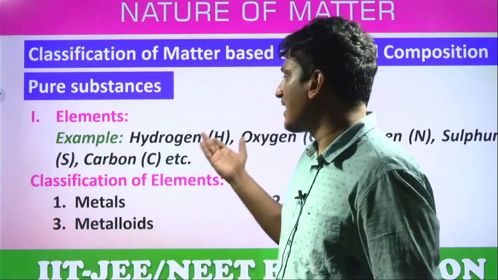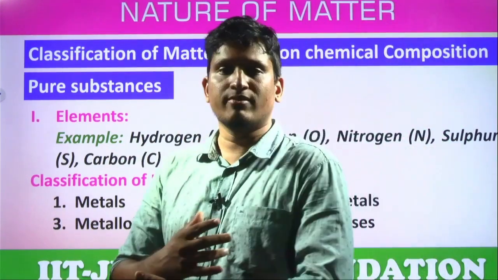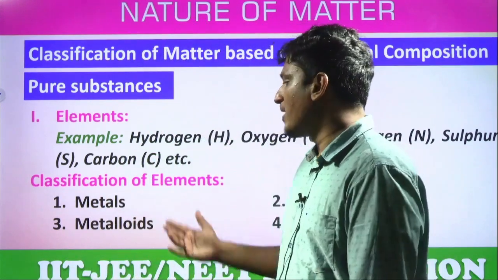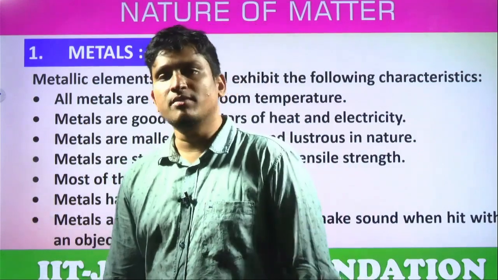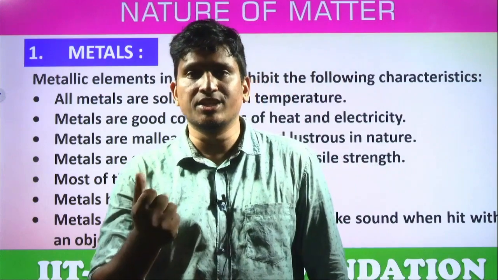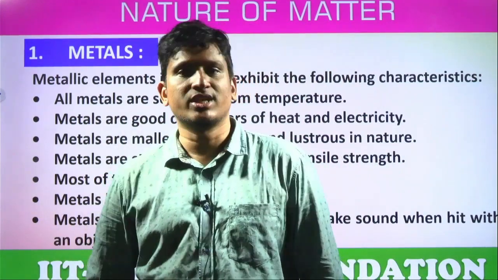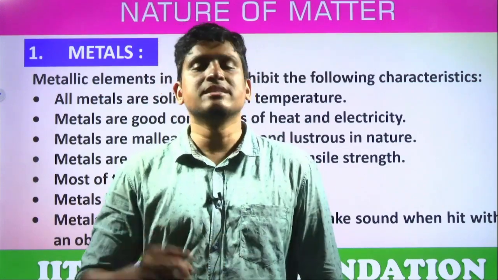So these elements like hydrogen, oxygen, nitrogen, sulfur, these elements are different. Yes, sir, they have different properties. So based on these properties, we have further classification: metals, non-metals, metalloids, and inert gases. First, metals. So what are metals, students? Metals are lustrous in nature. They are shiny in nature. Iron, shiny. Silver, shiny. Gold, shiny. Copper, shiny. All metals are shiny in nature.